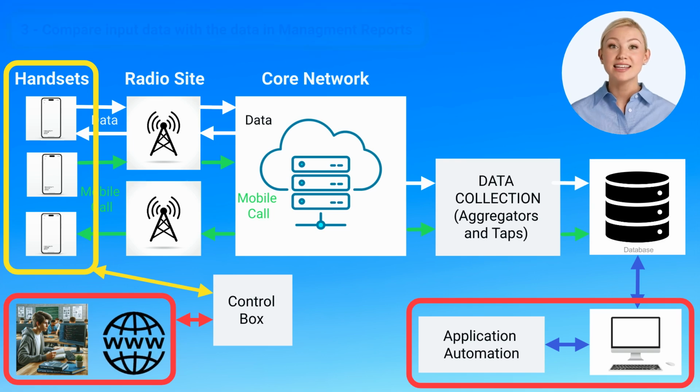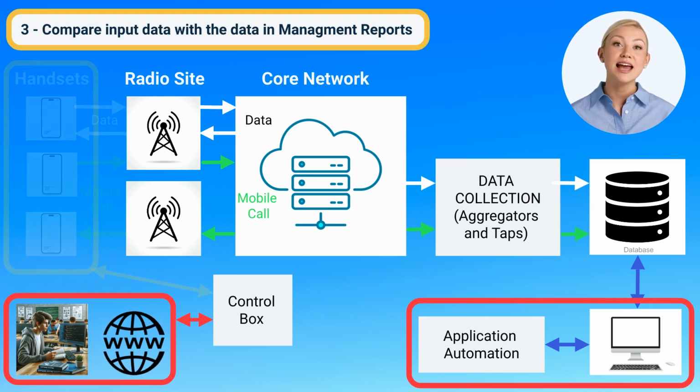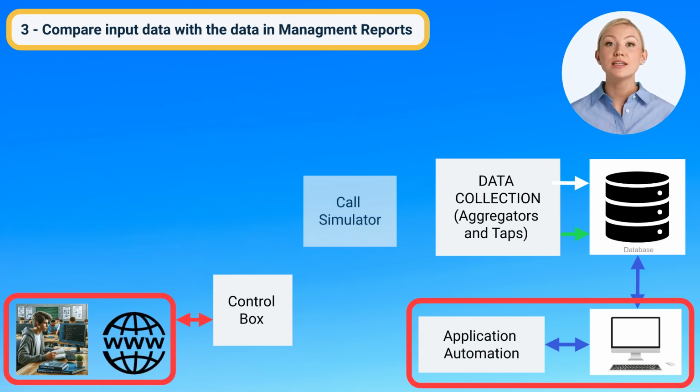However, for the last set of automated tests, which require data accuracy, we would likely use a call simulator and bypass the handsets, radio sites, and core network. The call simulator would be plugged directly into the data collectors. In our example, it was also possible to plug the call simulator directly into the existing control box, allowing remote updates with just a few configuration changes.